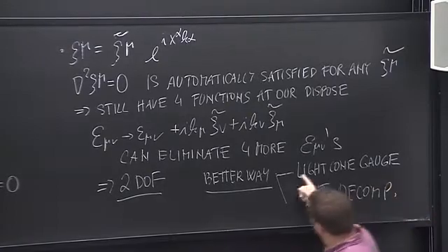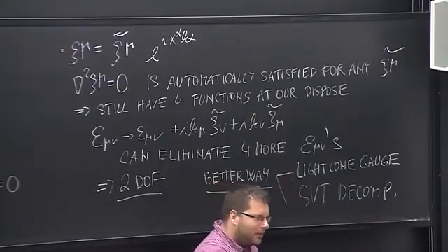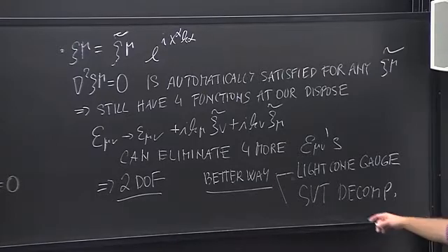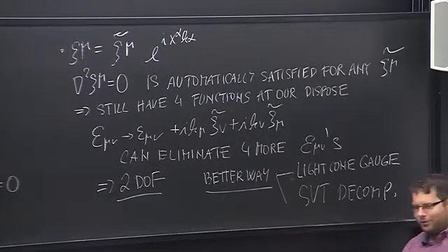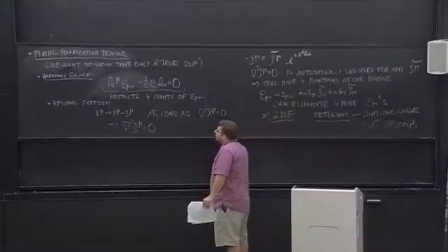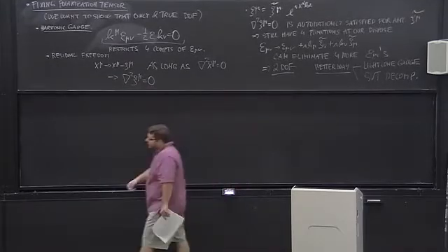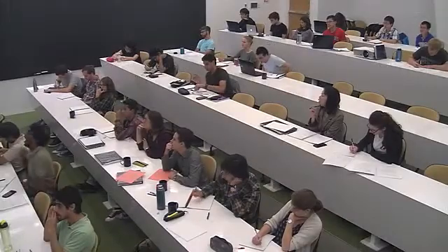Because the light cone gauge is very, very explicit. You really see which components you are setting to 0, what you are getting, how your equation is decomposing into whatever you want. And the SVT decomposition is very, very elegant. All right. So then the statement is that I can really use these things to eliminate 8 components of epsilon mu nu.